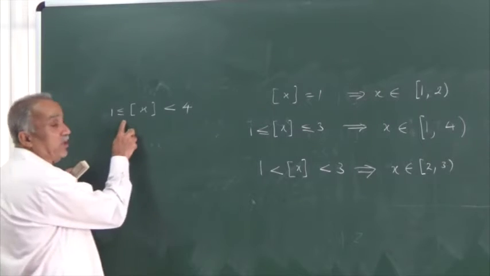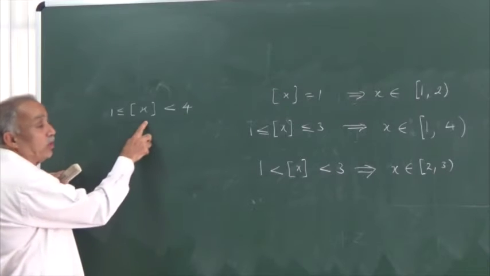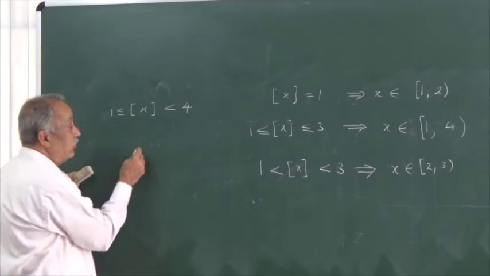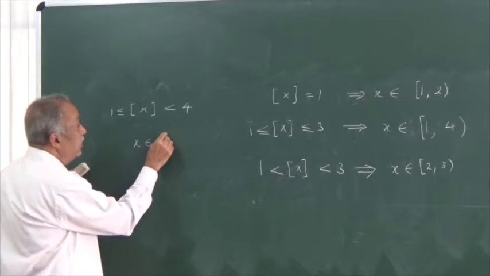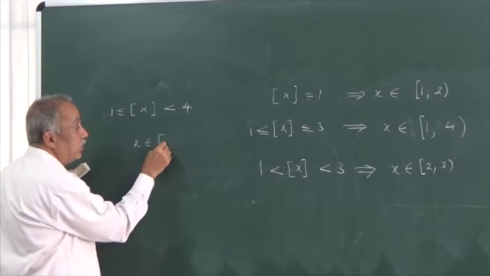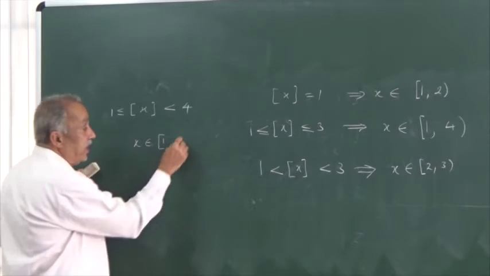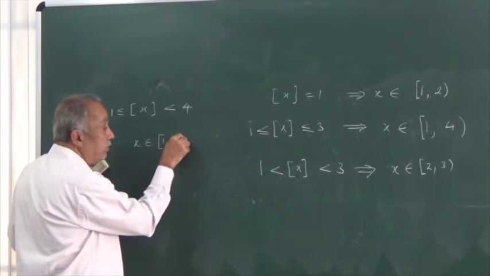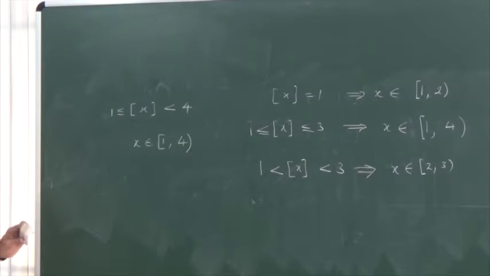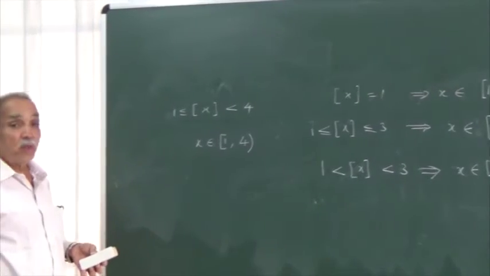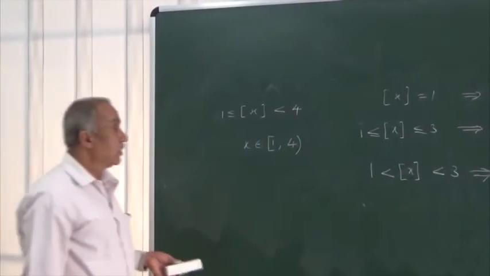Similarly, the meaning of the inequality 1 less than or equal to integer part x less than 4 will be: x must belong to the interval with left hand point 1, 1 included, right hand point 4 but not included. It can be any number strictly less than 4 like 3.9 or 3.99, and so on.